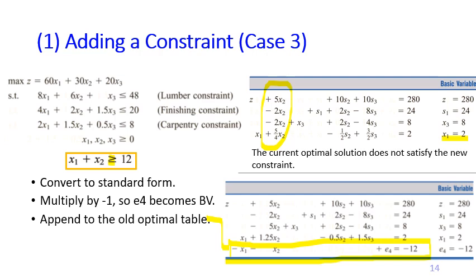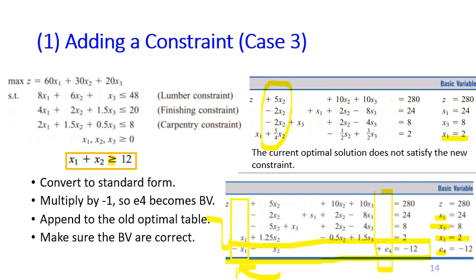But before we continue, we need to check, are the basic variables correct or not? S1 is correct because it is in a canonical form. X3 is correct, it is also canonical form. E4 is also correct, this is in a canonical form. But if you notice X1, it is not in a canonical form. So X1 in this table, it is not a correct basic variable yet. We are going to perform the correction before we continue to the dual simplex algorithm.